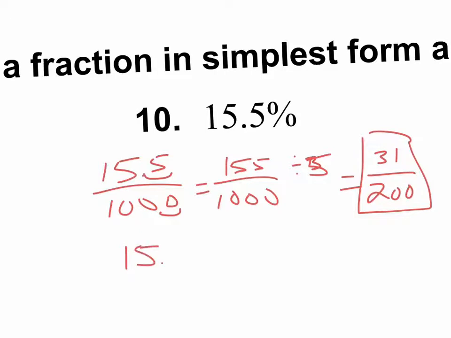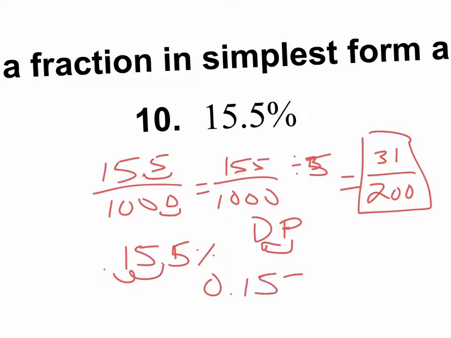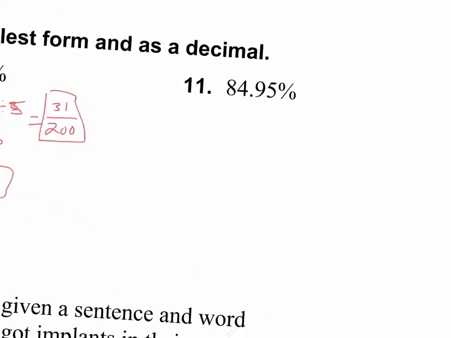Now we do percent to decimal, so we have 15.5%, and we're moving that way. So 1, 2, put decimal, 0.155. There we go.